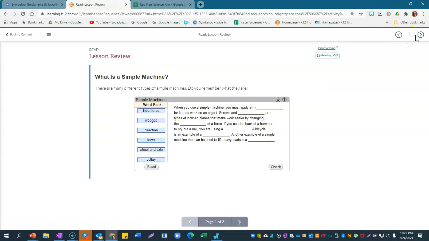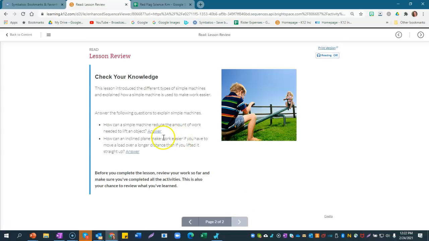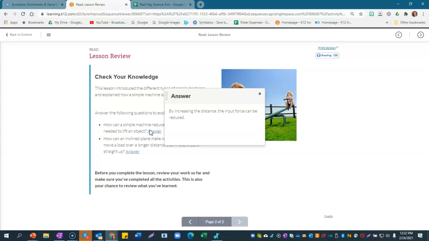All right, let's review really quickly. Definitely, I encourage you to go through and make sure that you have these words defined. Putting them into here is good practice to make sure you understand them. And then as we wrap up, we learned about the different types of simple machines and explained how a simple machine is used to make work easier. So answering the following questions: how can a simple machine reduce the amount of work needed to lift an object? I encourage you to put these in your notes. You often find these as quiz questions. So the answer here is by increasing the distance, the input force can be reduced.